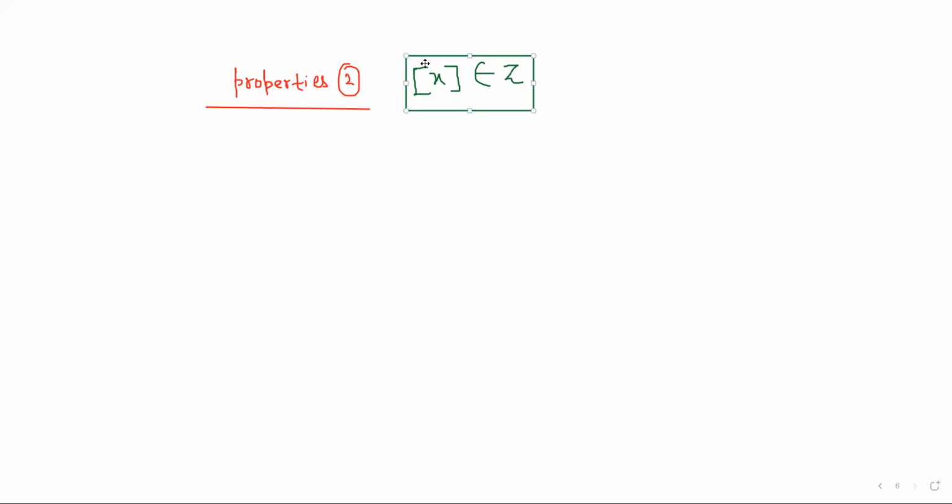Next, property number 2. This is property number 2. The important thing is that the greatest integer function of x always belongs to Z, the integers. This is a very important property. So beta, one JEE Advanced question.